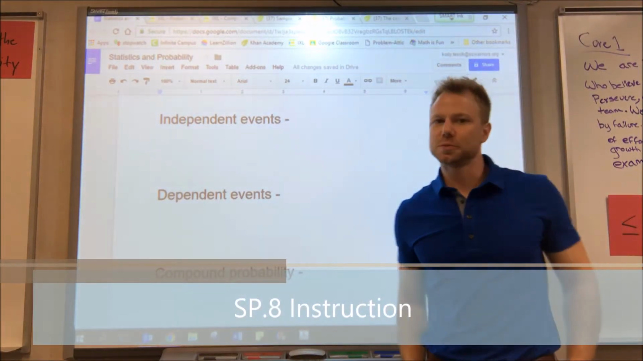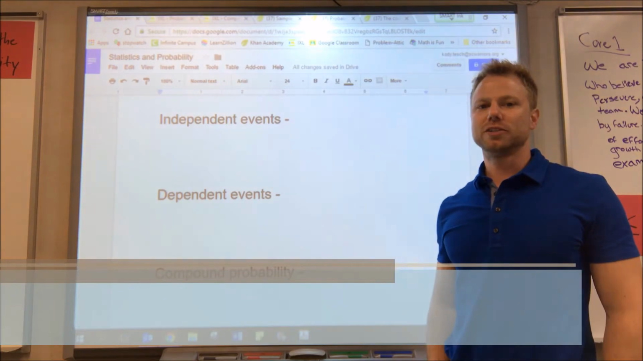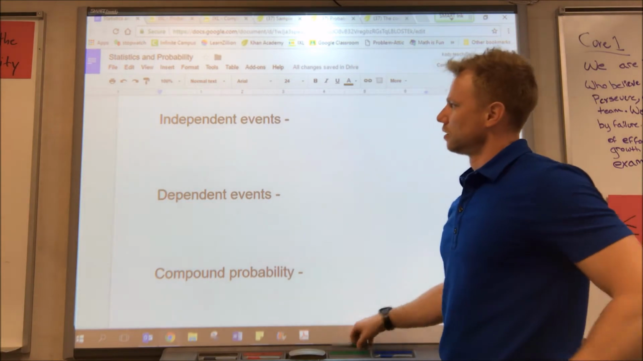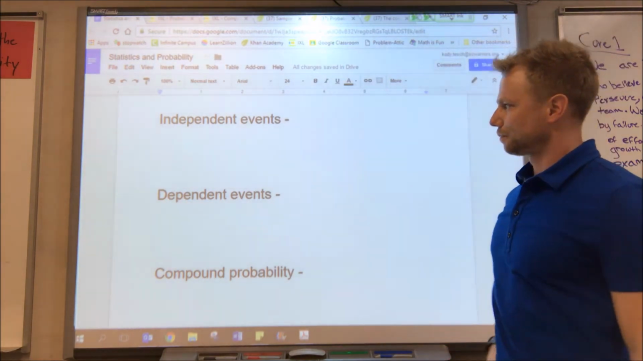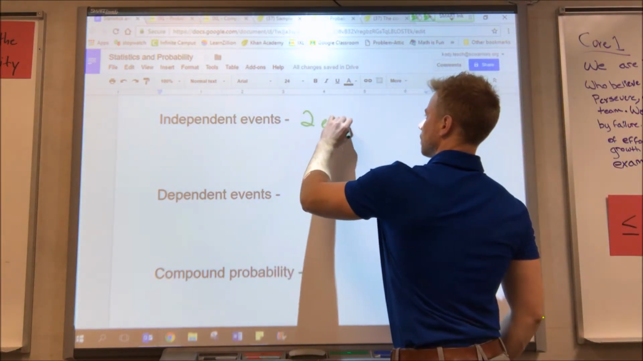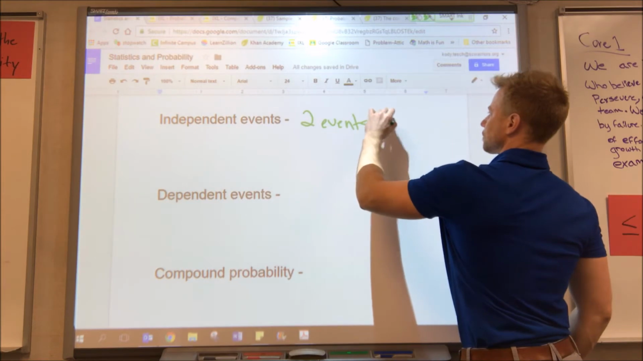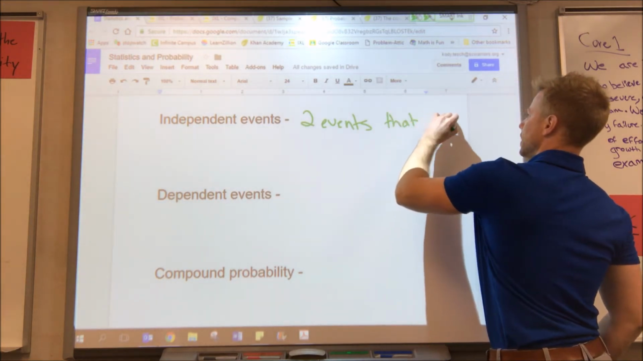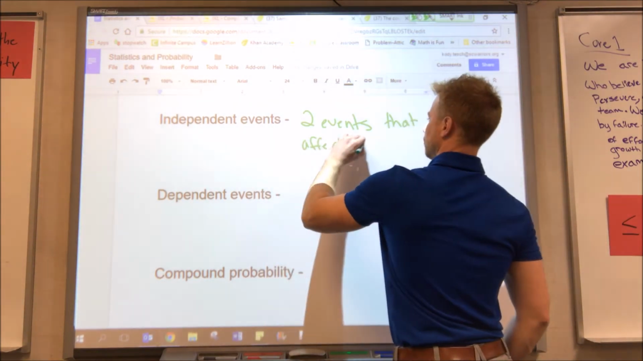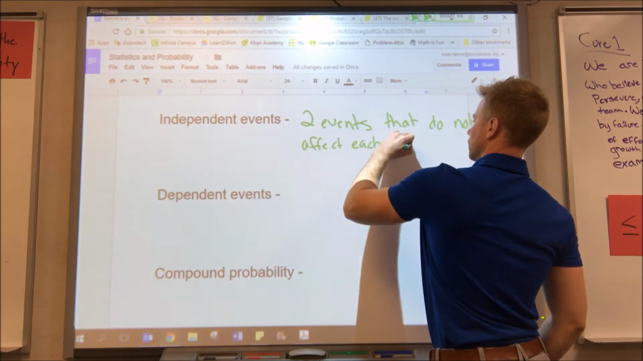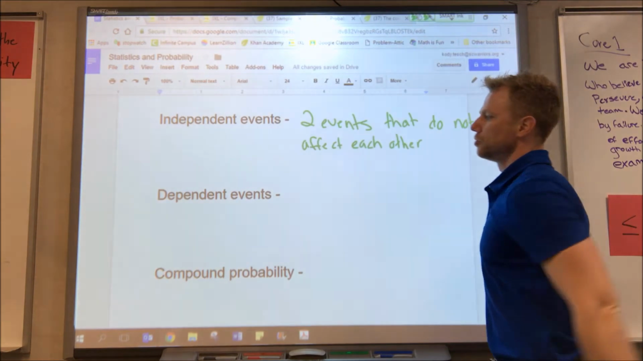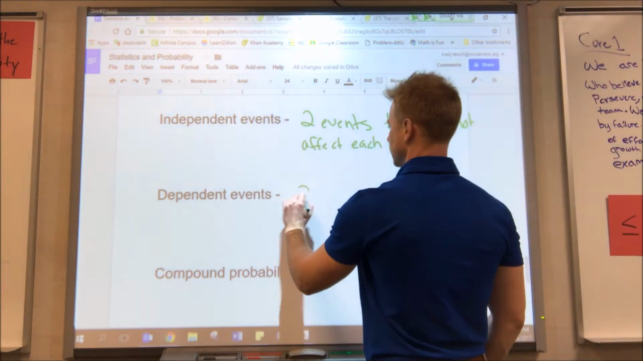We are doing SP8, and we have some terms that we need to be familiar with as we work through these probabilities. So independent events are two events whose outcomes do not affect each other. Two events that do not affect each other. Dependent events, on the other hand, are two events that do affect each other.